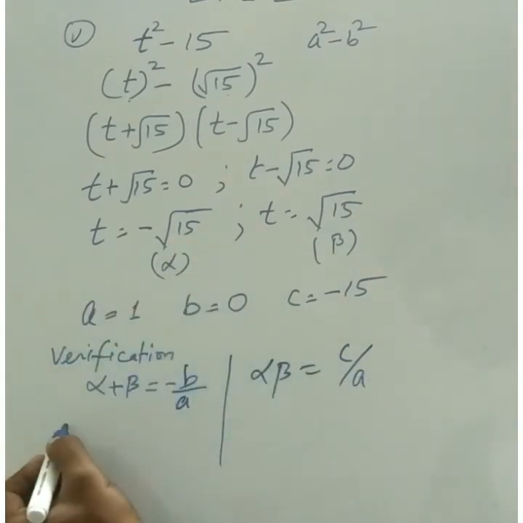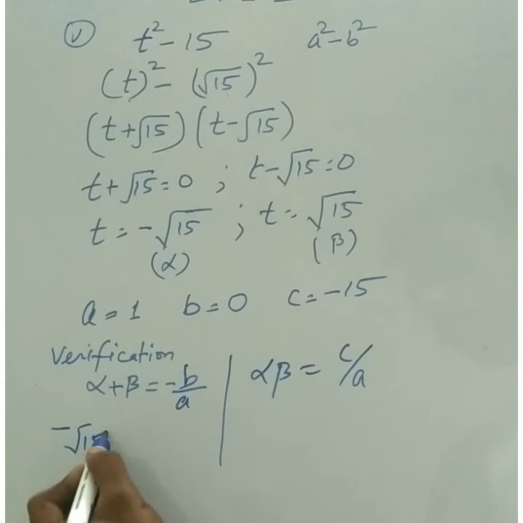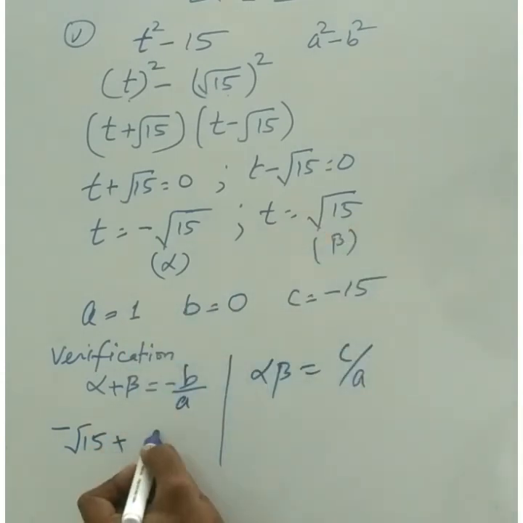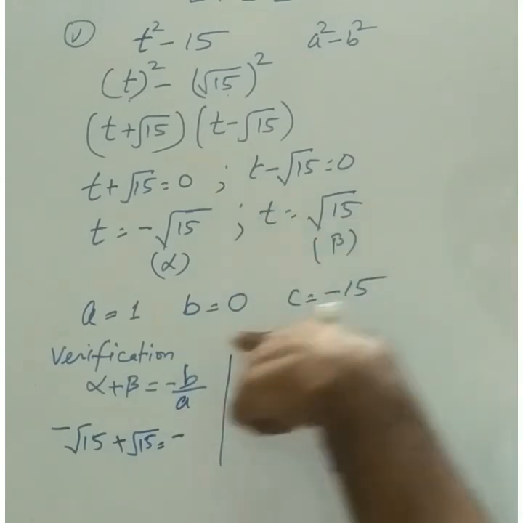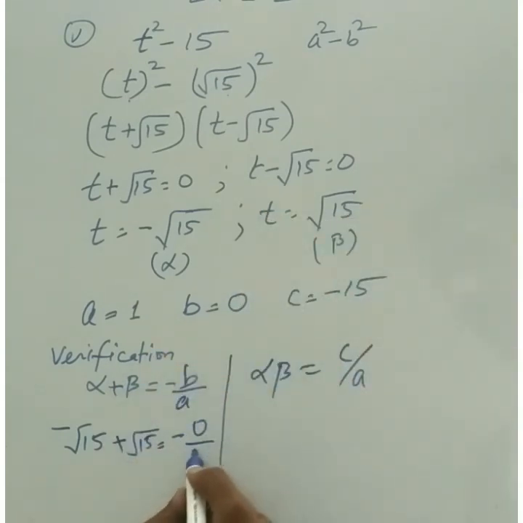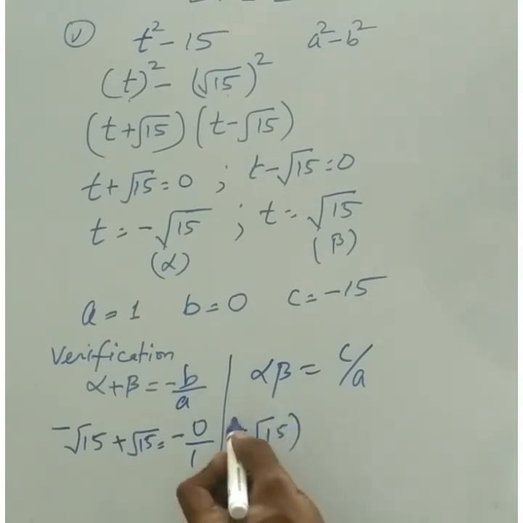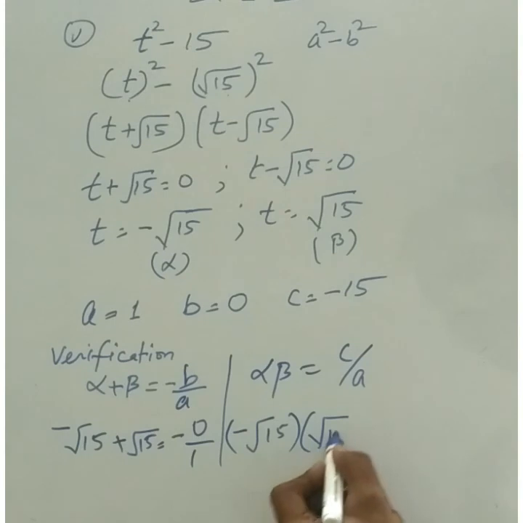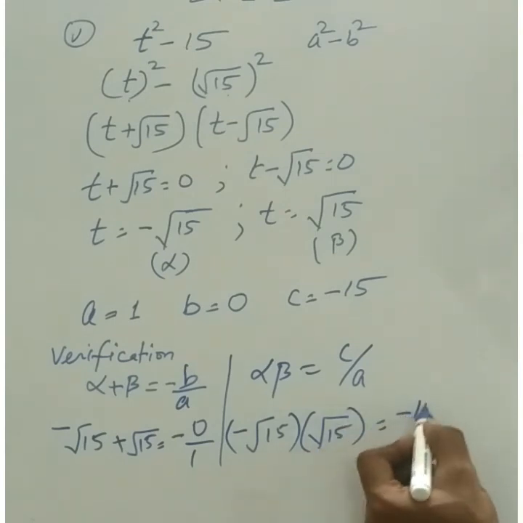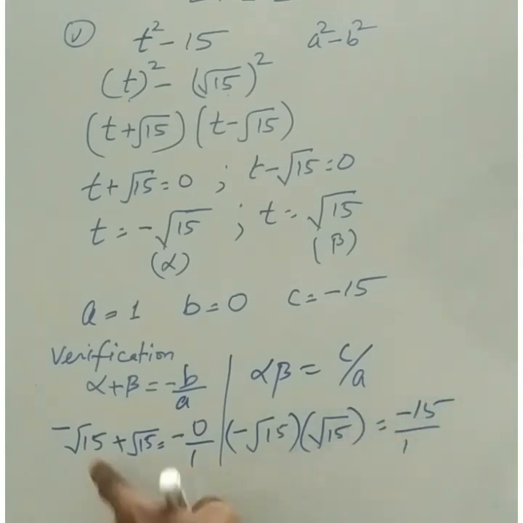Alpha is minus root 15. Beta is plus root 15. Minus b, b is 0, a is 1. Alpha is minus root 15. Beta is plus root 15. C is minus 15 and a is 1. This is 0 equals to 0. Here it is minus 15 equals to minus 15. Hence verified.